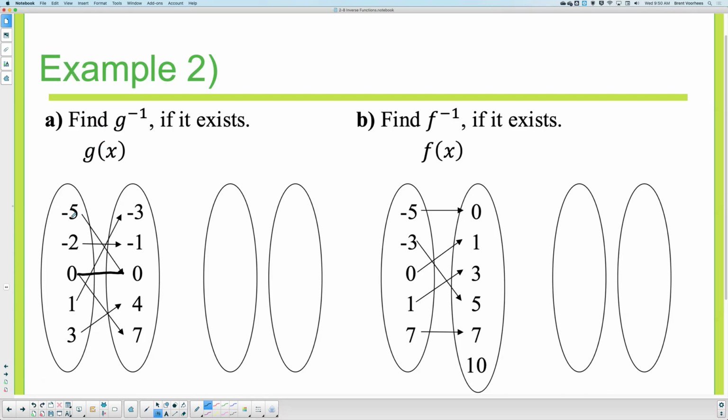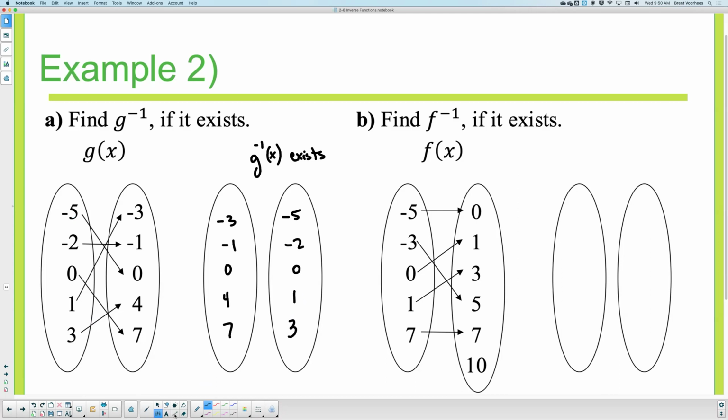The question is, does the inverse exist? And so what you're looking for now, does each and every member of the range, does each y have one and only one x value attached to it? And the answer is yes. So g inverse exists. And since it exists, we would switch. And again, I'm going to put these in numerical order: -3, -1, 0, 4, 7. And I'll put these in numerical order: -5, -2, 0, 1, 3.